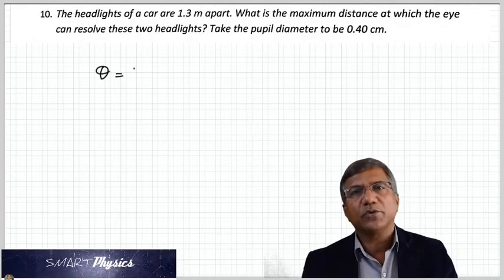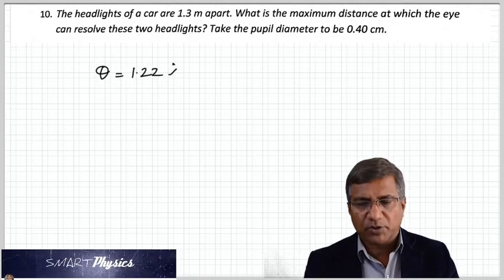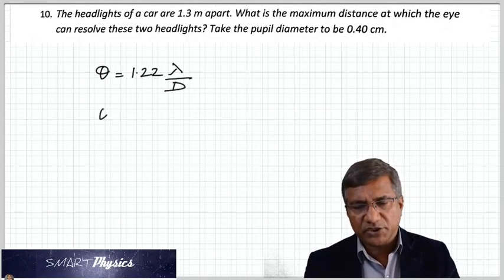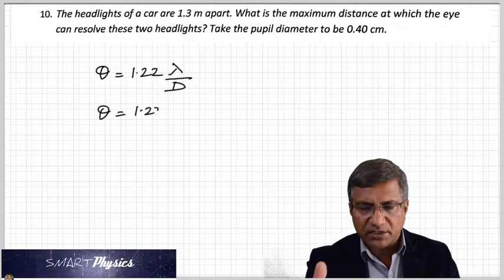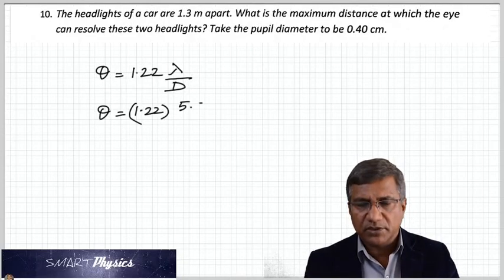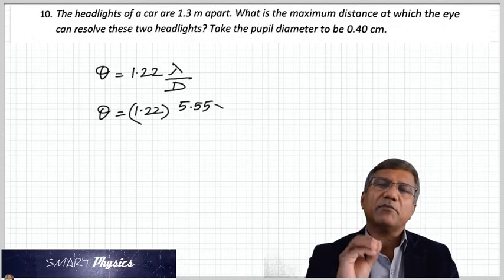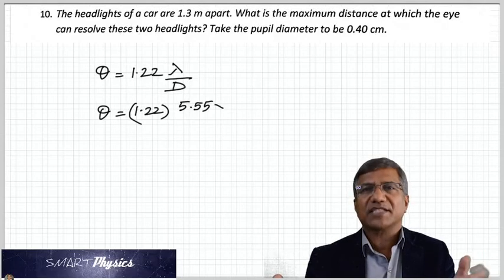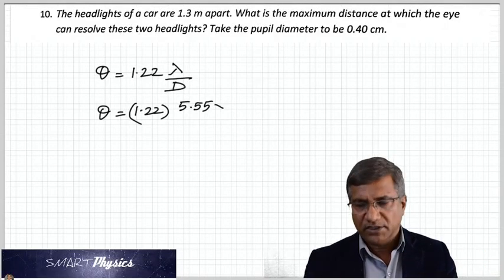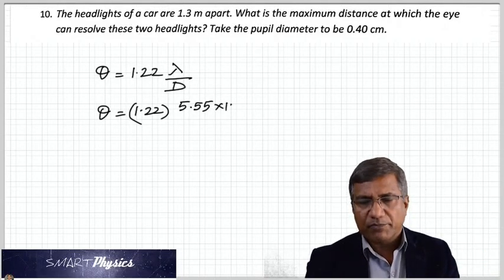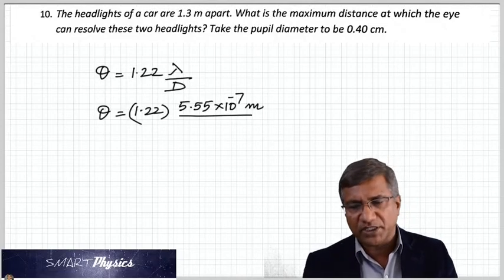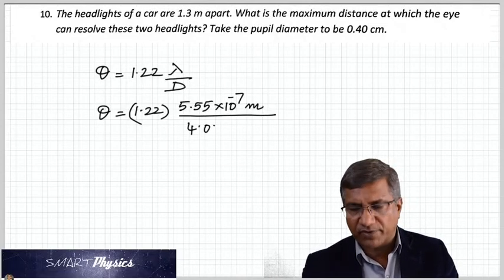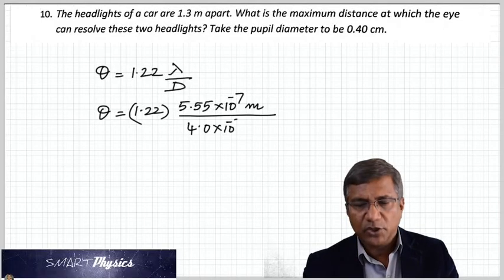So here's how we do it. The formula, theta is 1.22 lambda by D. D is the diameter of the aperture. Here lambda, we're going to use the wavelength to which the eye is most sensitive. That's the bluish green color, and its wavelength is 555 nanometer, which is 5.55 times 10 to the negative 7 meter.